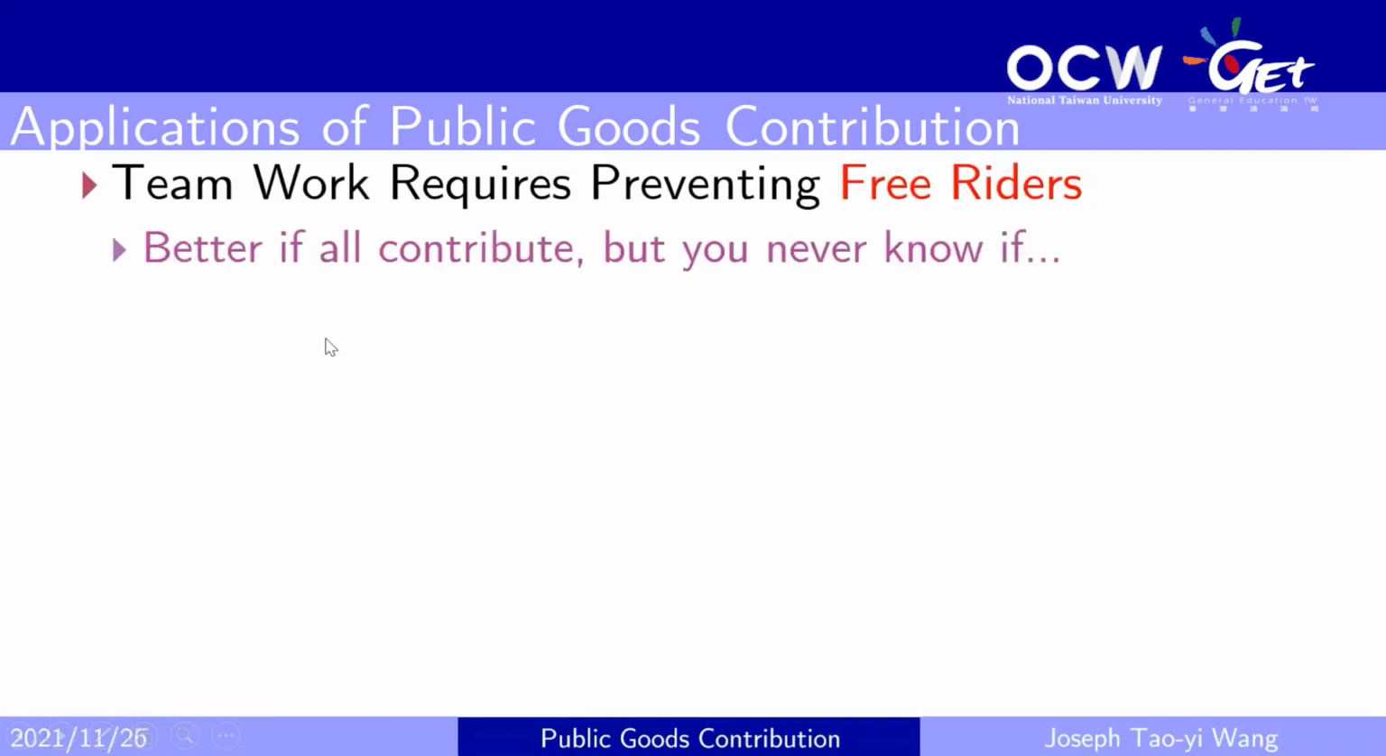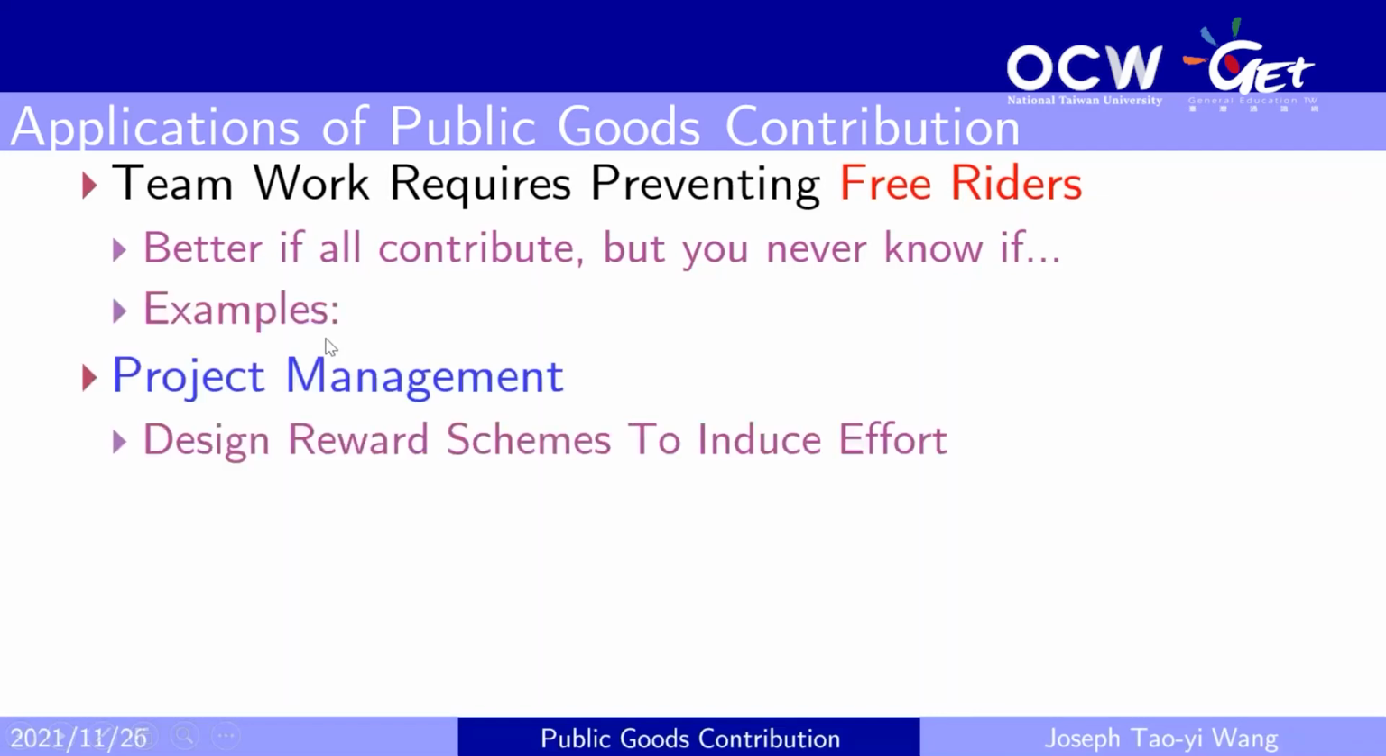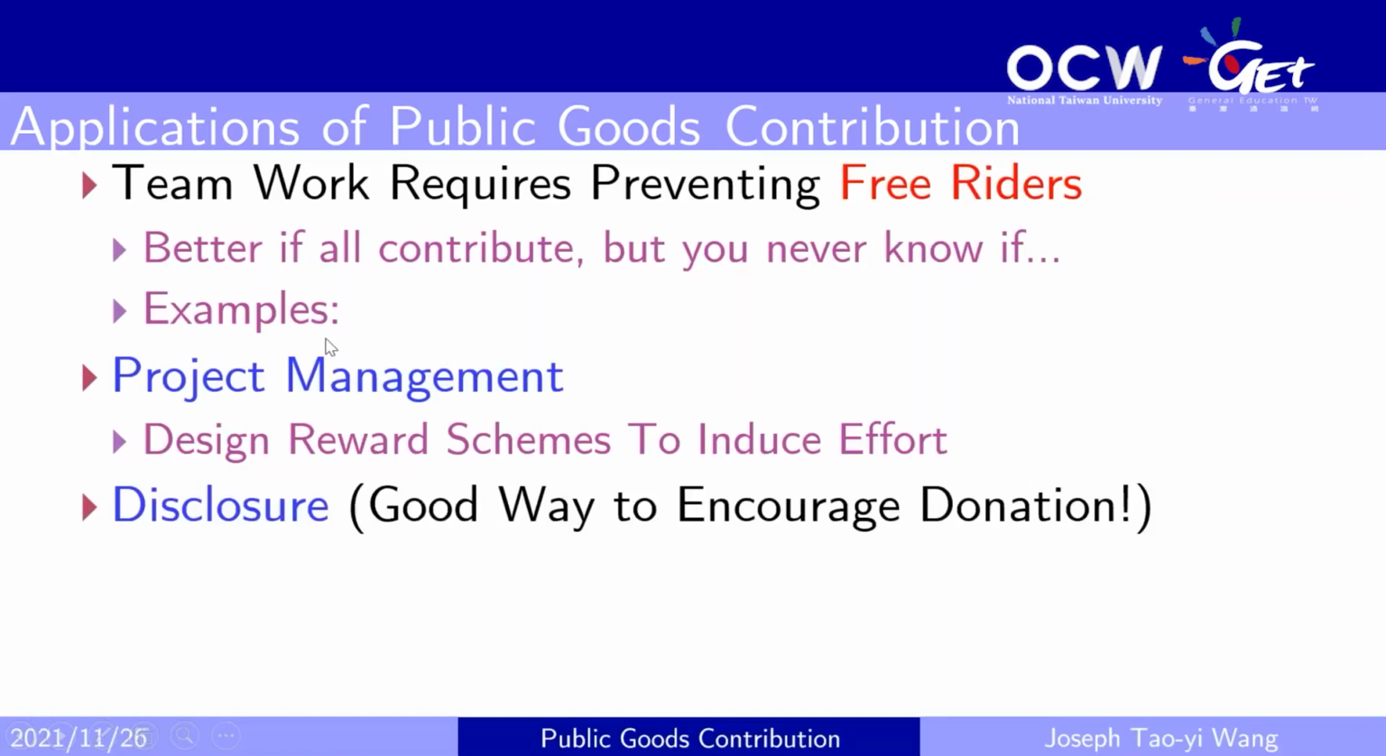If you're lucky, you get a group of people who are all willing to contribute, then your team project will be very successful. But if you're unlucky and get a bunch of free riders, then you're in big trouble. Project management is the same thing. In project management, you try to design a lot of different incentive schemes to reward people who contribute and punish those who don't, and so hopefully exert effort.